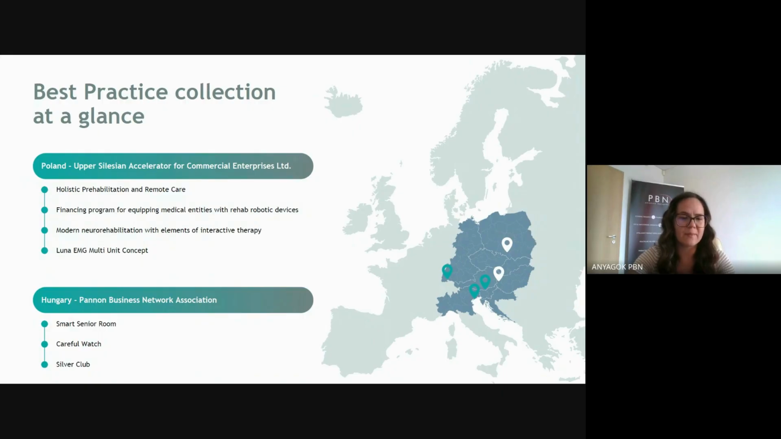Just to provide you a glance of the collection, it includes a broad range of practices from the participating countries and regions. They are very diverse. Some are clinical service models, some are digital or robotic technologies, some are policy or financing instruments, and others are research, testing, or innovation environments. The diversity is important because rehabilitation innovation is not only about introducing new devices, it also requires service redesign, staff training, patient involvement, financing models, monitoring, and long-term sustainability.